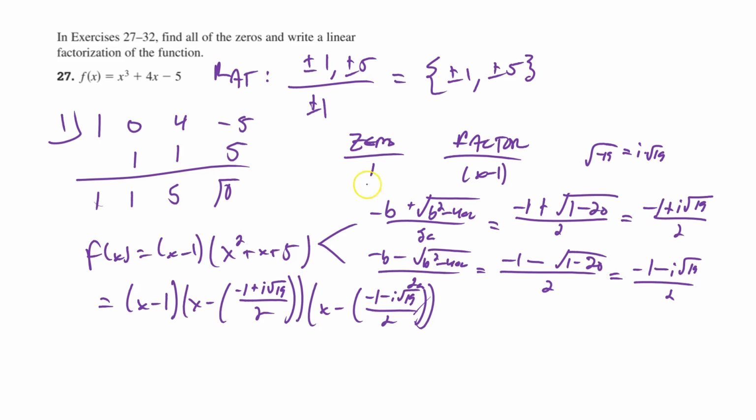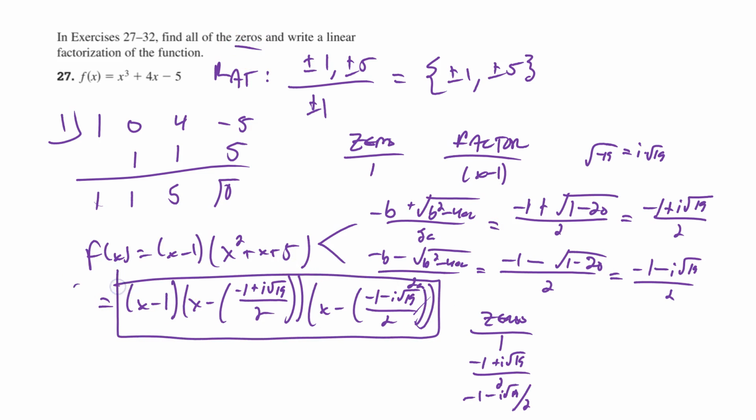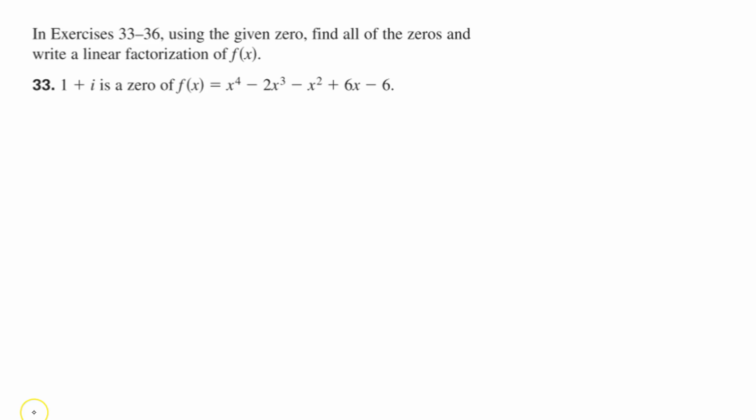So to finish my zeros list here, I can write them over here maybe. My zeros that I have are 1. That one was easy to find. And then I have negative 1 plus i root 19 over 2, and negative 1 minus i root 19 over 2. And that's my list of zeros. So I have my zeros and I have my linear factorization right here. Cool. Linear means no squares, right? x plus, x minus, that's all we have. Let's try the next one.